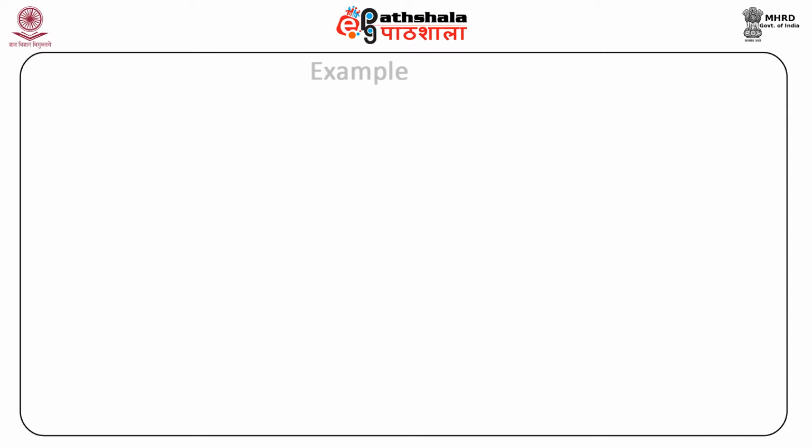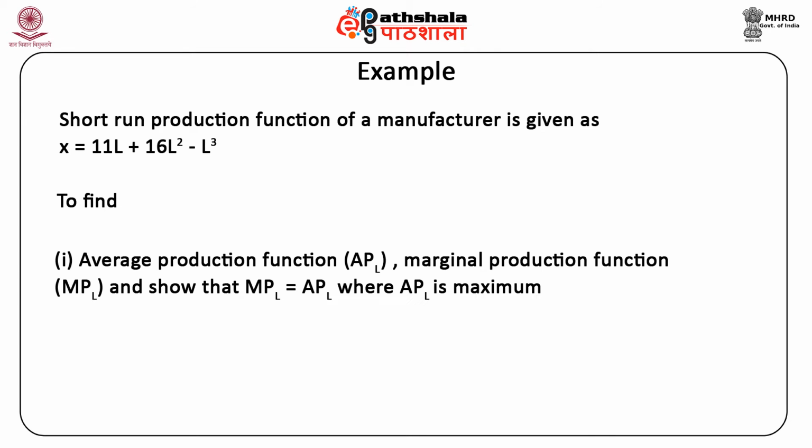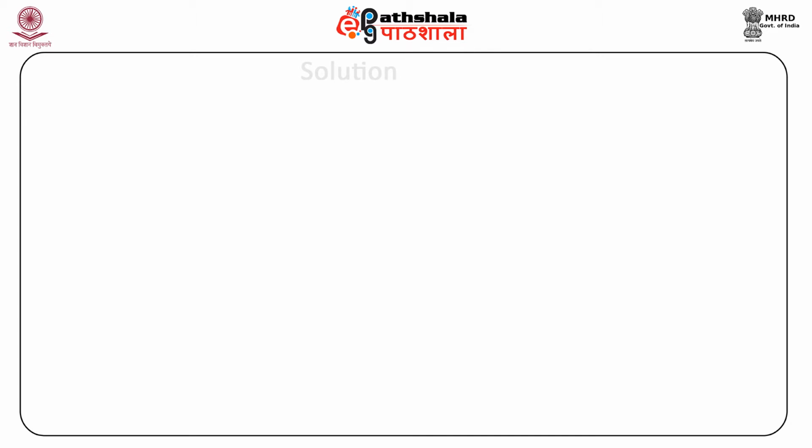Again, we take up an example to establish the application of output maximization. The short-run production function of a manufacturer is given as x equal to 11L plus 16L² minus L³. First, find the average product function APL, the marginal product function MPL, and show that MPL is equal to APL where APL is maximum. Second, find the value of labor for which output is maximum. Let's take a look at the solution.